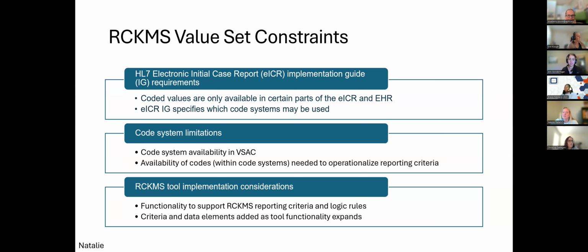The second is code system limitations. So as we just saw, we create our value sets and maintain them in VSAC. And so we're limited to the types of code systems available in VSAC. And we have run into some limitations there in the past. And then the content of the value sets is also dependent on the availability of codes needed to operationalize the reporting criteria. We oftentimes have a reporting criterion that we add, and there are no codes available to represent it. And so we keep checking for it in releases, but a lot of times they're not implementable.